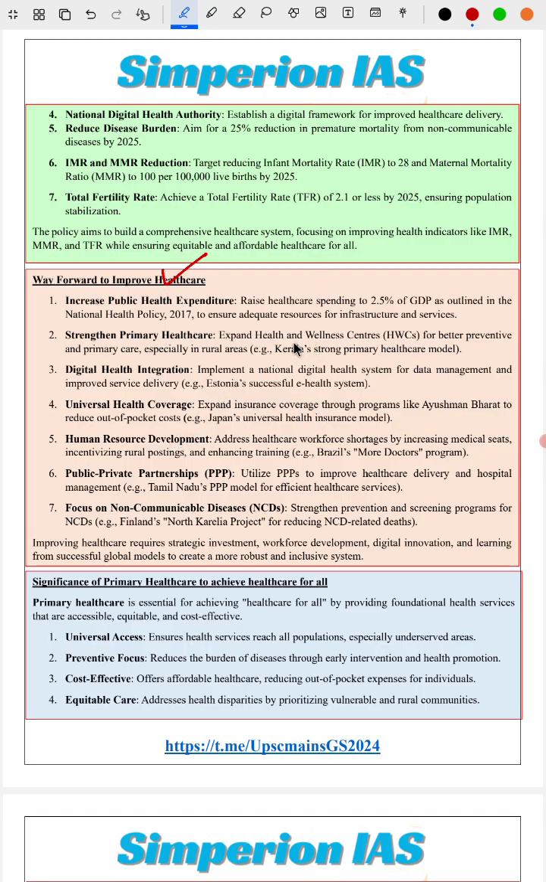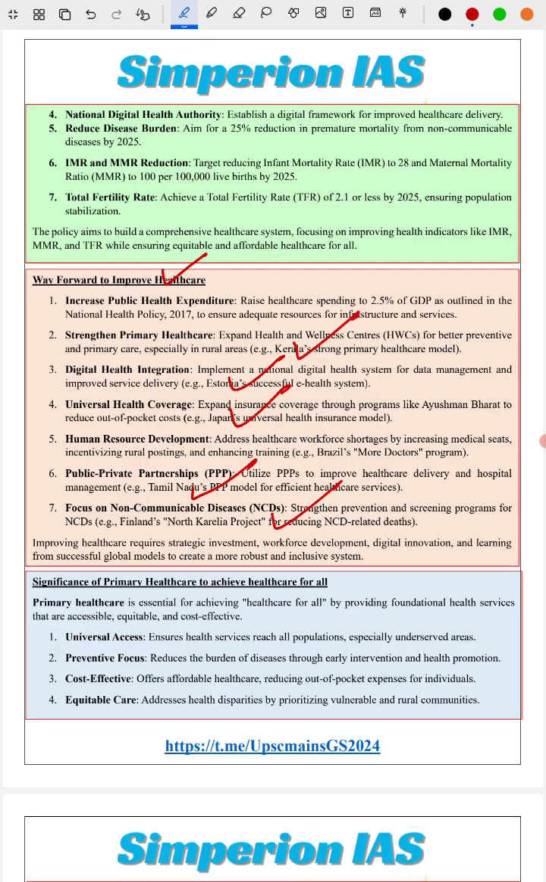We have covered Kerala's example, Japan's universal health insurance model, Estonia's e-health model, Tamil Nadu's PPP model in healthcare, and also Finland's model for reducing non-communicable diseases. This is what will fetch you extra marks. You can go through any material, they dump a lot of information in their notes. It is not to the point.